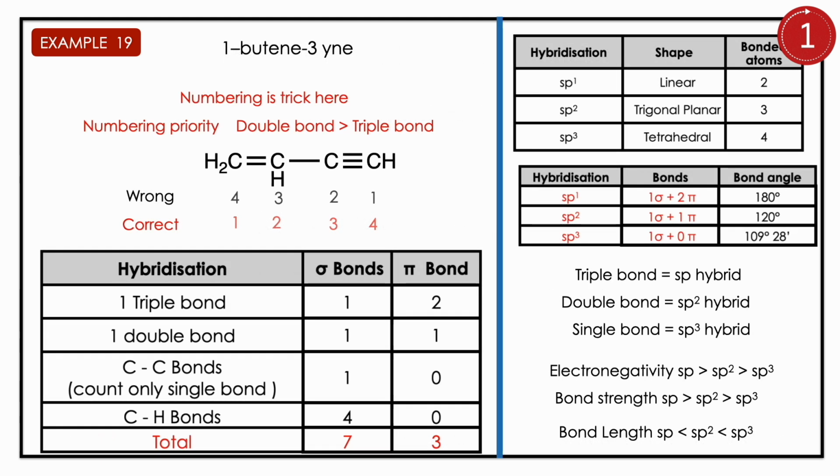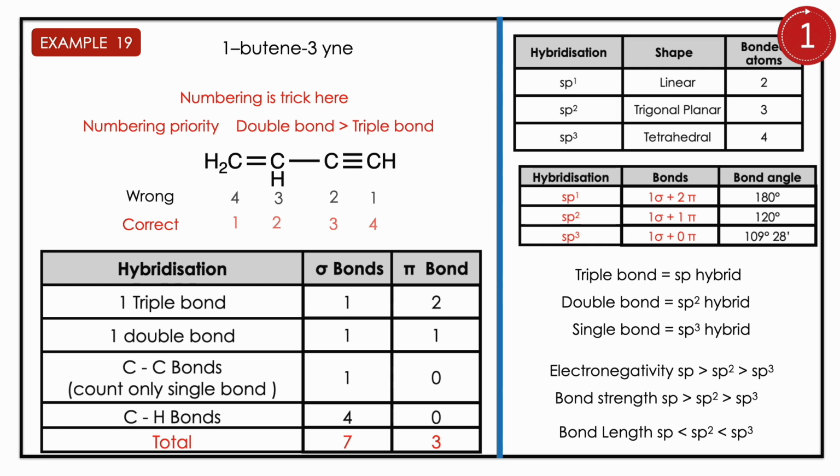Let us draw the structure. The common mistake will be starting numbering from the alkyne. Here the alkene, that is the double bond, has higher priority than the triple bond, that is the IUPAC rule. So start with the alkene. So first carbon double bond, third carbon triple bond. So 1-butene-3-yne. Let us count the bonds here. You have one triple bond, one double bond, one C-C bond, 4 C-H bonds.